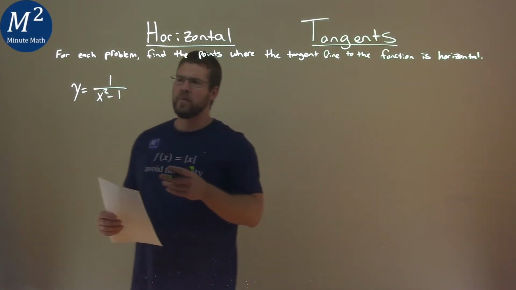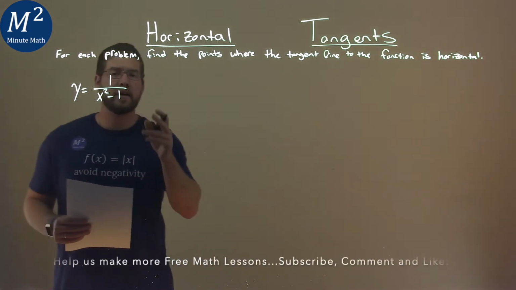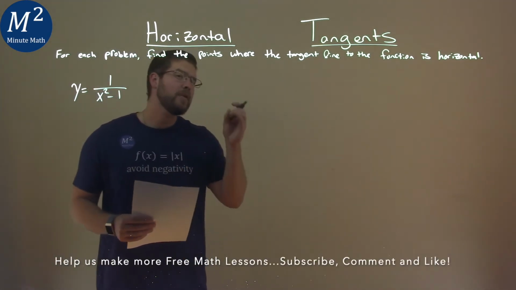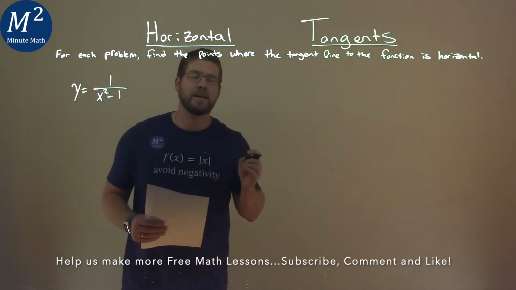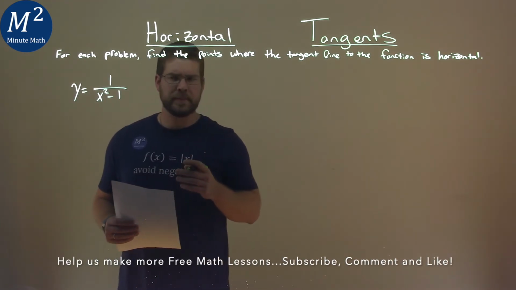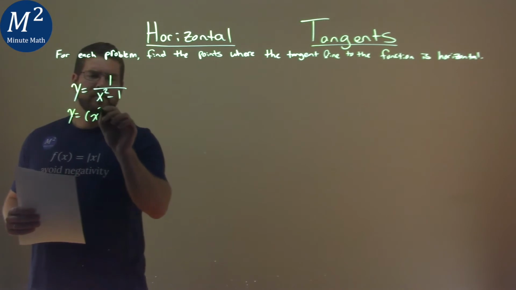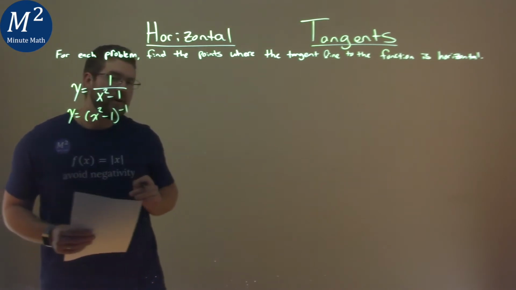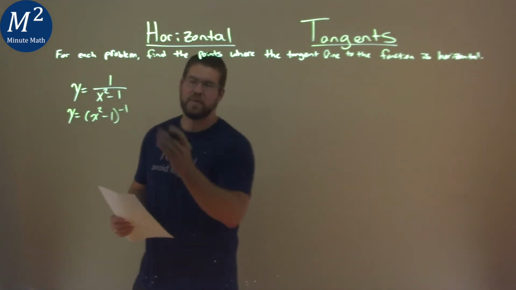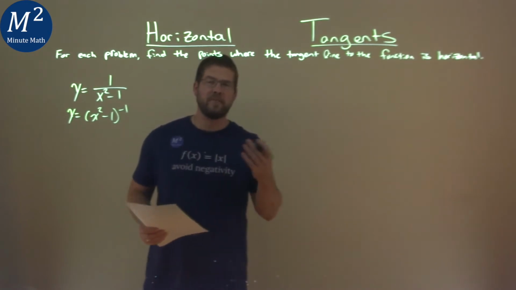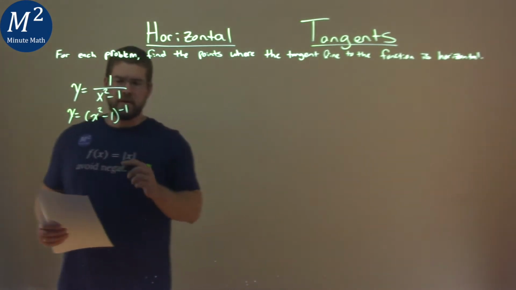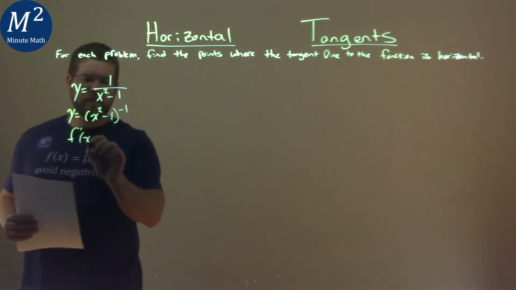We're given this problem right here, y equals 1 over x squared minus 1, and we want to find the points here where the tangent line to this function is horizontal. Now I like to rewrite this to be y equals x squared minus 1 to the negative 1 power, and that's only because I like taking the derivative of this. And that's really our first step, taking the derivative. So we find f prime of x here.